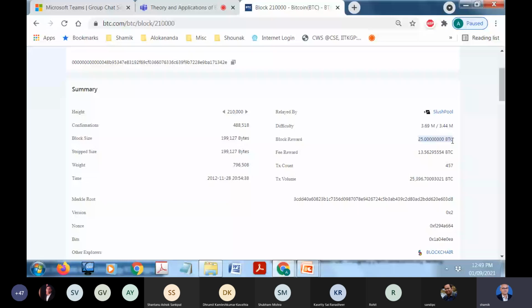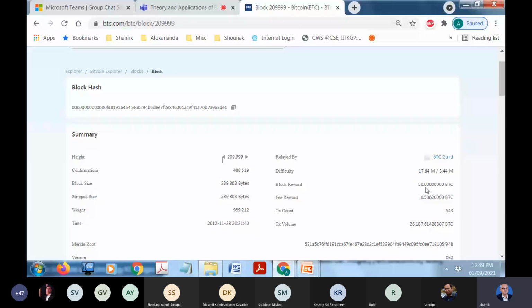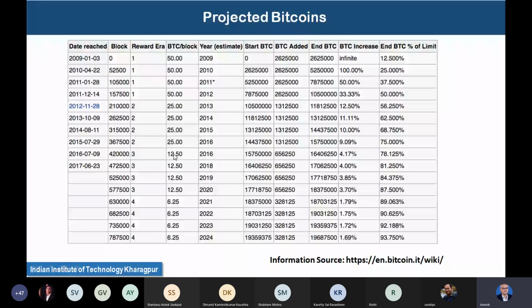Similarly, you can try it out. It became 12.5 at block 4.2 and then 4.0, so you'll see that it is less. And now we always say it is 6.25 because it was revised to this sometime in 2020. So it will remain so up to 2024. That is how the circulation, or pushing in, of new bitcoins is controlled by this mechanism. Now, does that answer your question?